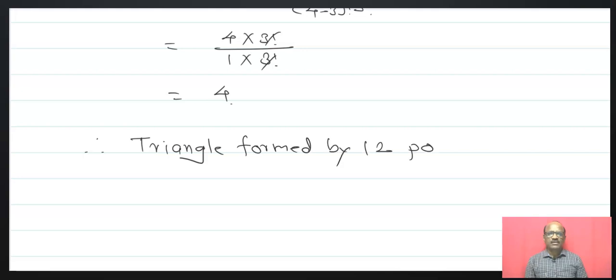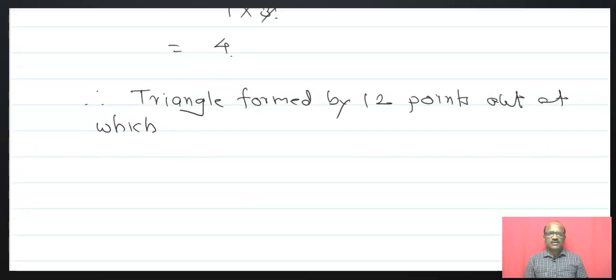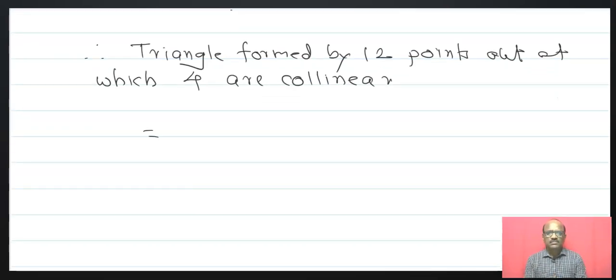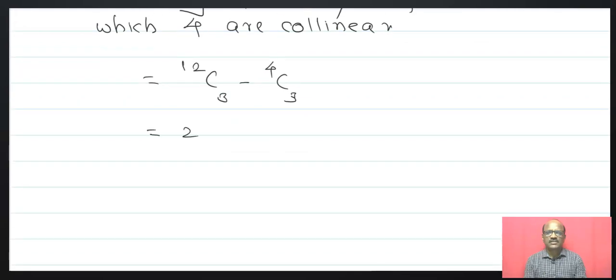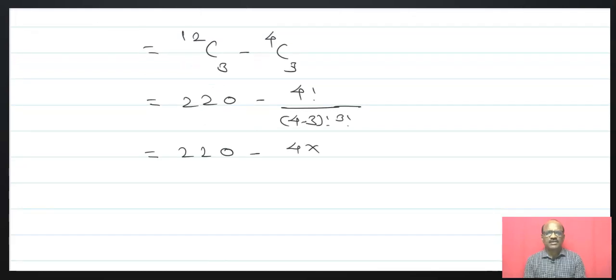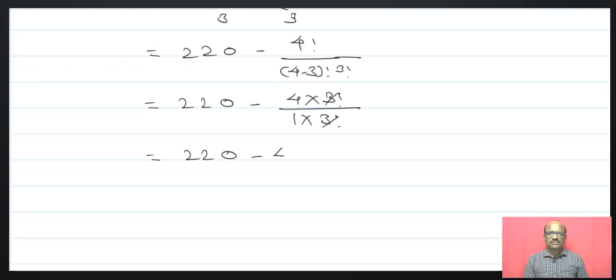the triangle formed by 12 points, out of which 4 are collinear, is equals to 12C3 minus 4C3, that is 220 minus 4 factorial upon (4 minus 3) factorial into 3 factorial. That is equals to 216.